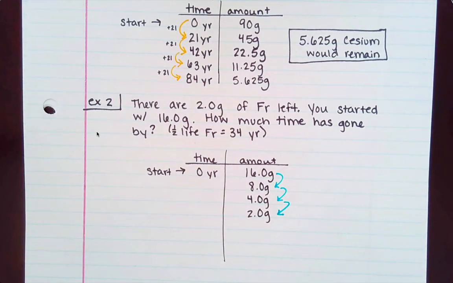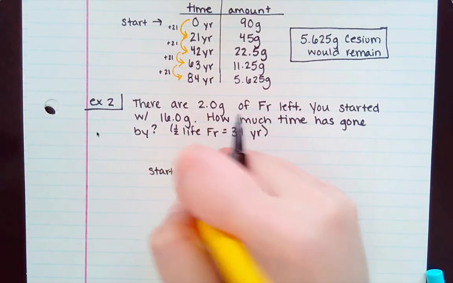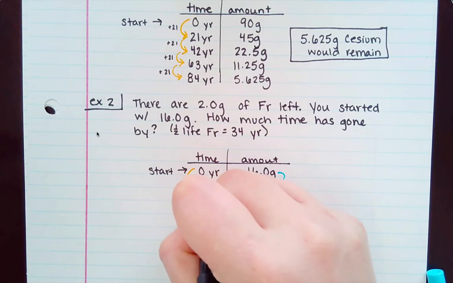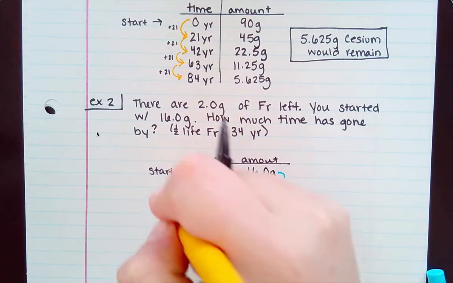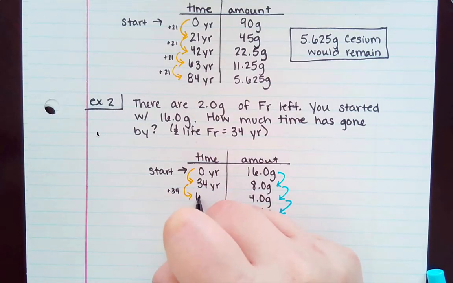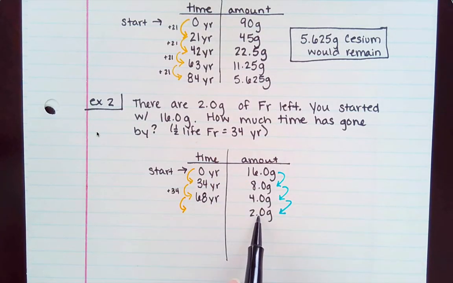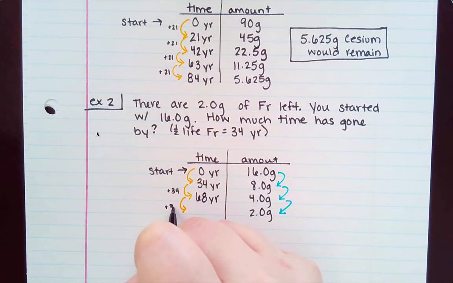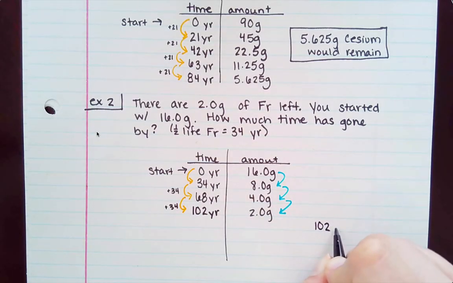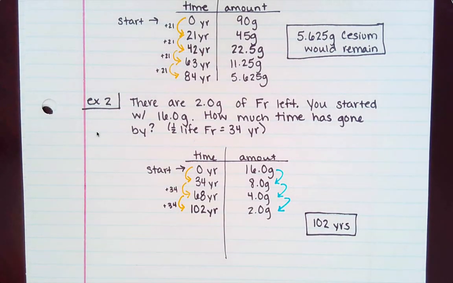The half-life is 34 years. So if one half-life went by, that was 34 years. If another half-life goes by, 34 plus 34 is 68. Another half-life went by to get to 2, plus 34. It's 102 years. They wanted to know how many years it took. 102 years have gone by.